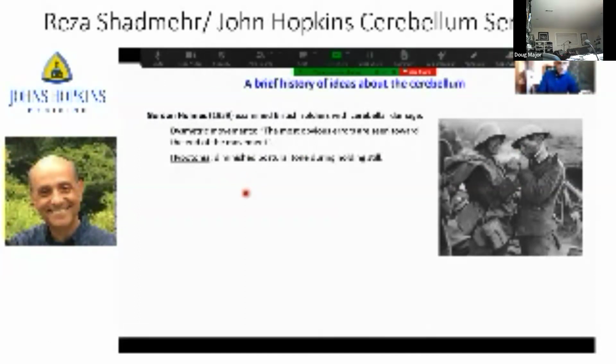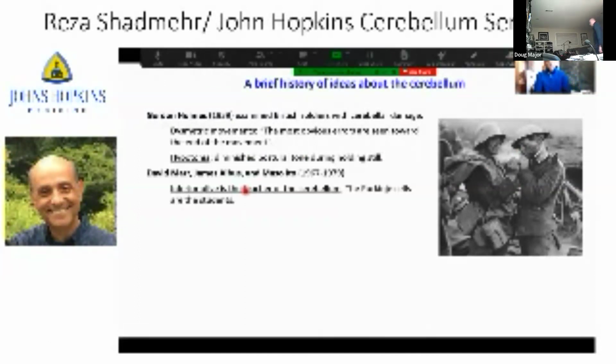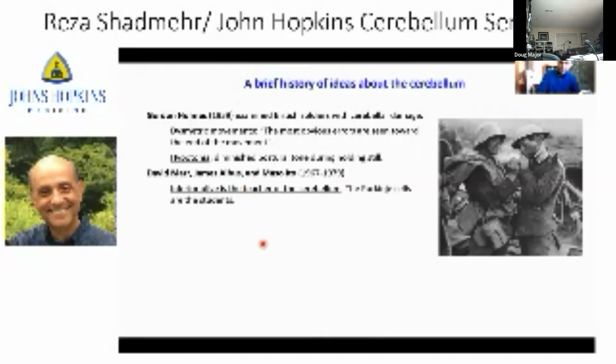30 years later, there was another wonderful and seminal idea, and this has to do with learning. This idea came from initially David Marr and James Albus, and then experimentally confirmed by Masao Ito. And this is the concept that inferior olive is the teacher of the cerebellum. The Purkinje cells are the students. So the first idea had to do with control. The second idea had to do with learning.